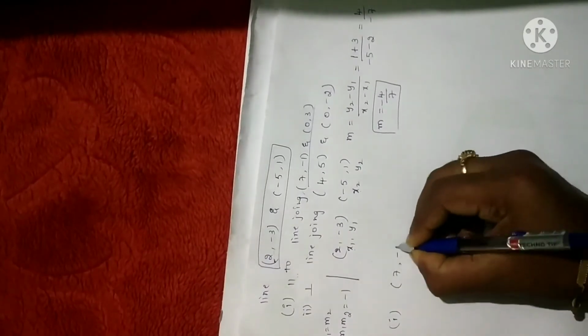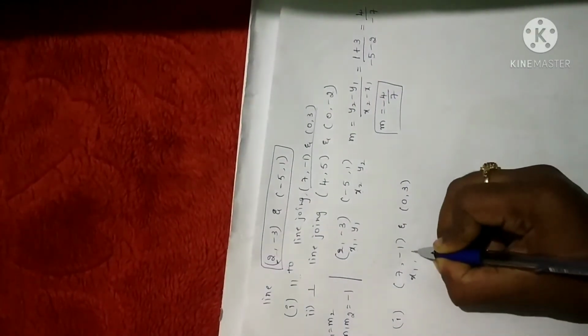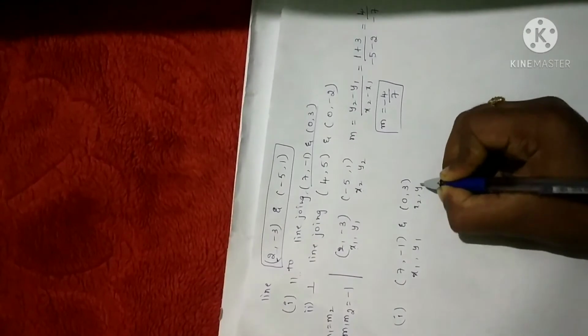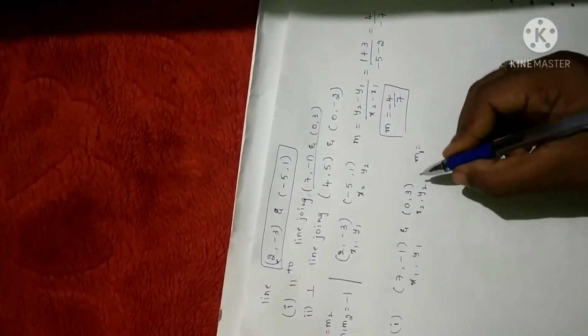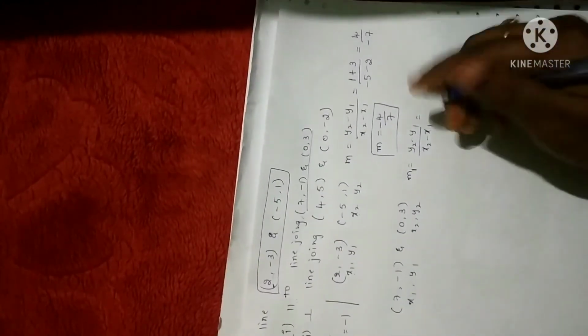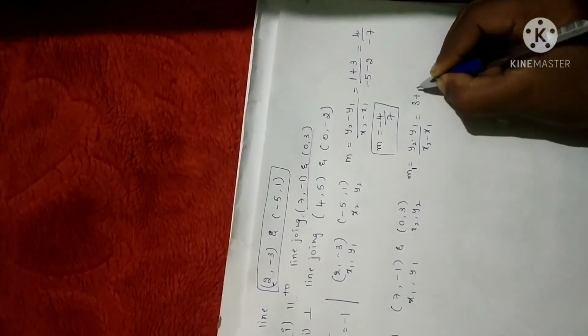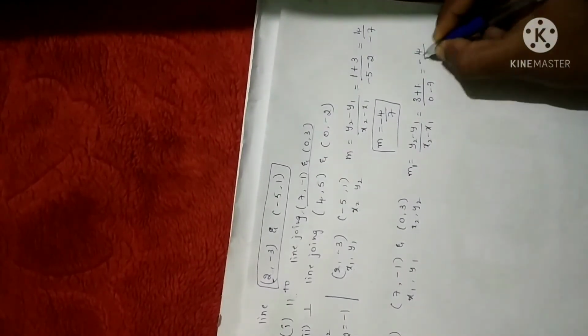Let me write down the coordinate points 7 comma minus 1 and 0 comma 3, right? Take these coordinate points as x1 y1 and x2 y2. Now substitute in the same formula. Let me take this slope as m1 since I am solving the first sub question. So m1 is y2 minus y1 divided by x2 minus x1. y2 is 3 minus y1 is minus 1. Minus of minus is plus 1. x2 is 0 minus x1 is 7. So 3 plus 1 is 4 divided by 7.